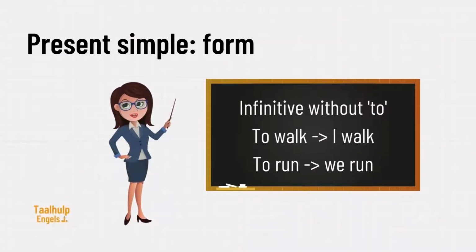Forming the present simple is pretty easy. Most verbs just use the infinitive of the verb without to. To walk becomes I walk. To run becomes we run.